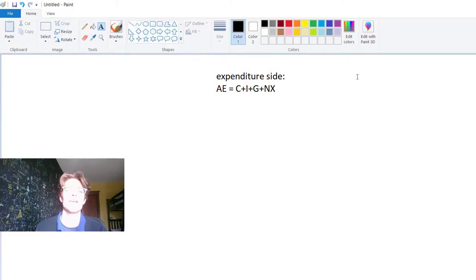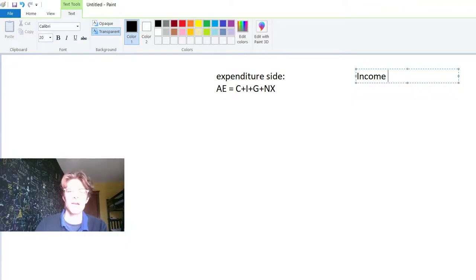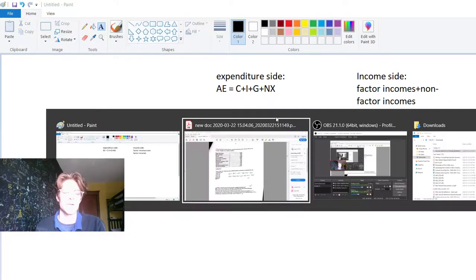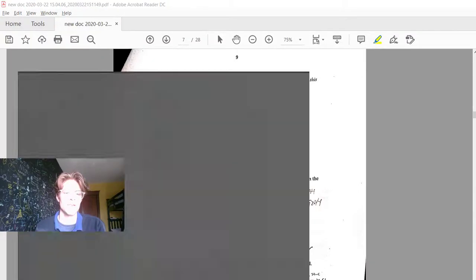And then the income side is a little bit trickier. It's factor incomes plus non-factor incomes, and I'll go into what those are. So maybe I can just take a screenshot of this.